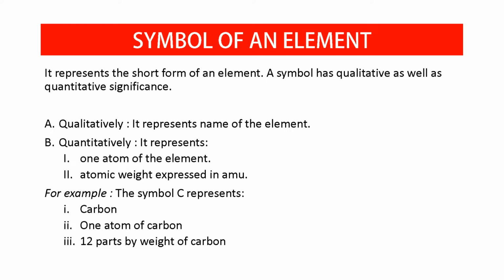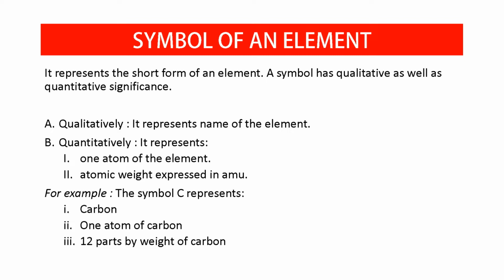So what is qualitative significance? It represents the name of the element. By looking at the symbol, we identify the element. And quantitatively it represents one atom of the element and its atomic weight. All of you know that we express atomic weight in AMU. AMU means atomic mass unit. So it is the measurement unit of atomic weight.